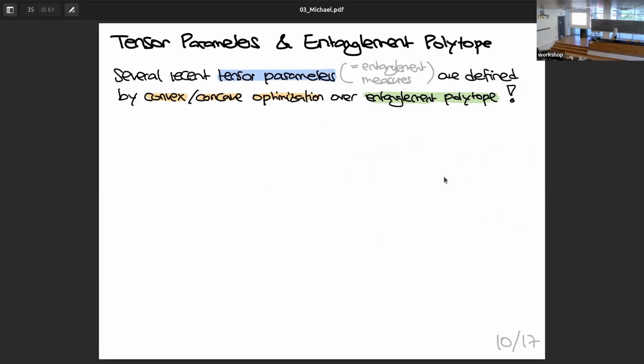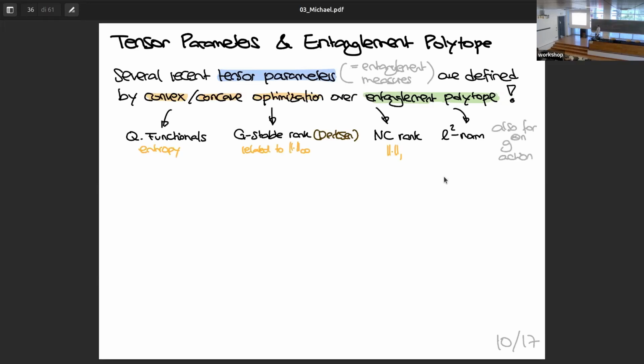All right, so the quantum functions are one example of tensor parameters that can be defined by optimization over this polytope. So we have this mysterious entanglement polytope. We can optimize functions. Quantum functions are obtained by maximizing entropy. You can pick other functions to maximize or minimize. If you want to maximize, concave is nice. If you want to minimize, convex is nice. Then it's a convex problem because your object is a convex polytope. So quantum functions were one example.